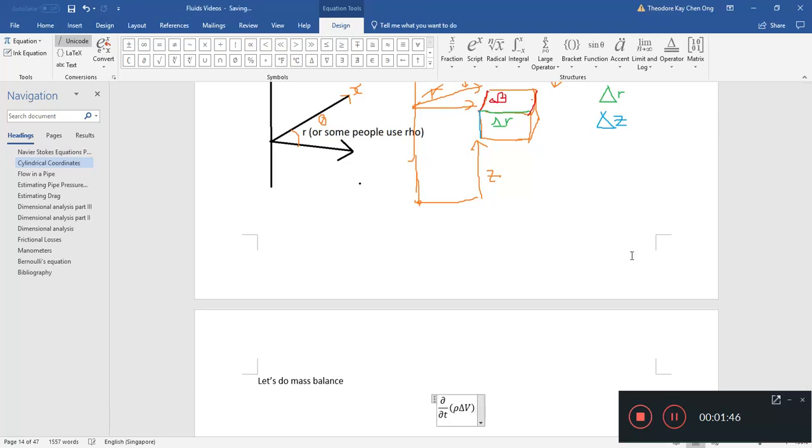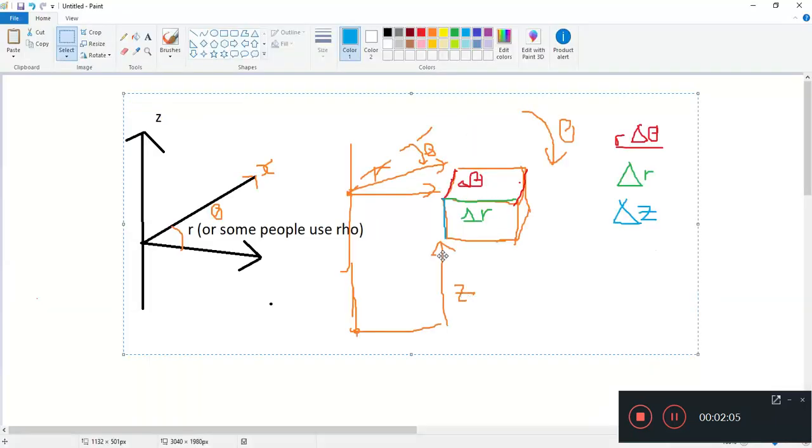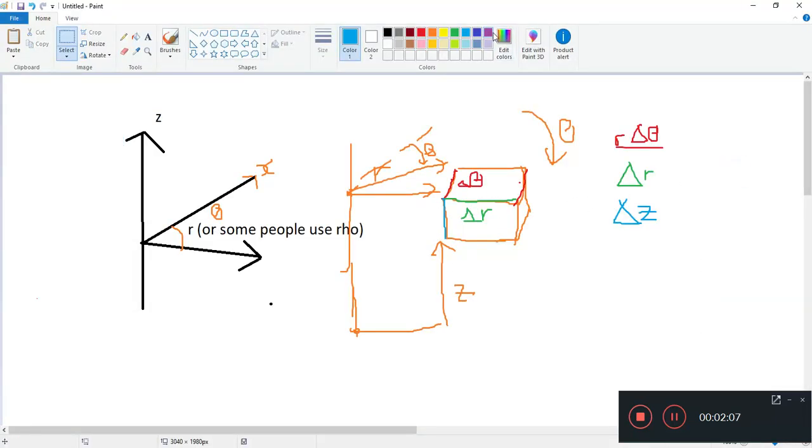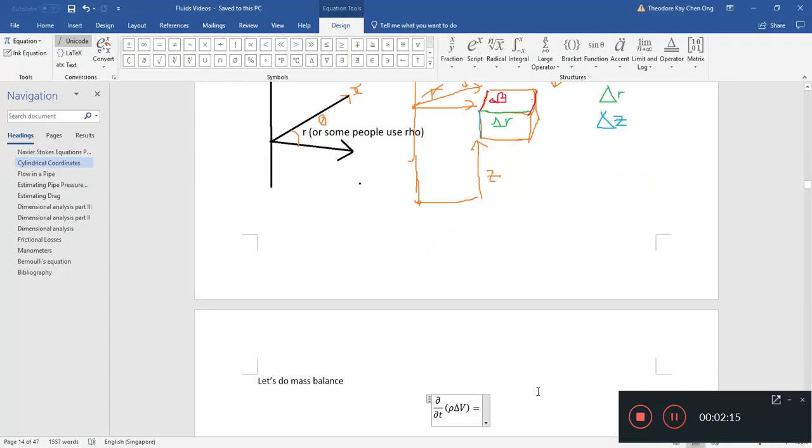Okay, equals to, well, now we need to consider the masses coming in. Okay, same idea as before. So you'll consider this surface first. So it's along these two surfaces. So what's coming in?